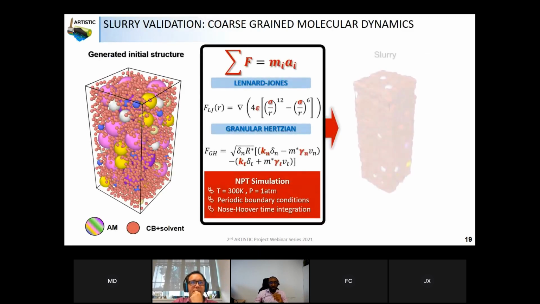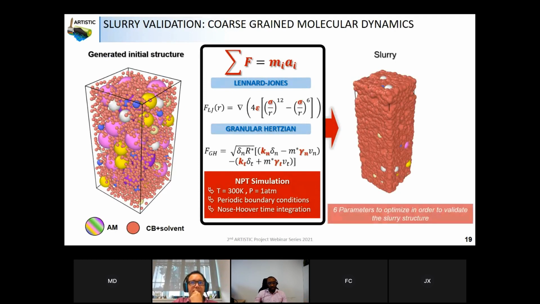For the slurry phase, we start with the initial structure. We use molecular dynamics with the force field, and then we simulate to obtain a slurry. We perform the NPT simulation, meaning that we have the number of particles fixed, temperature fixed, and pressure fixed. We optimize the structure in order to have an equilibrated slurry. And then we have to play with these 6 parameters. This is the idea. And then at the end, we obtain our slurry.